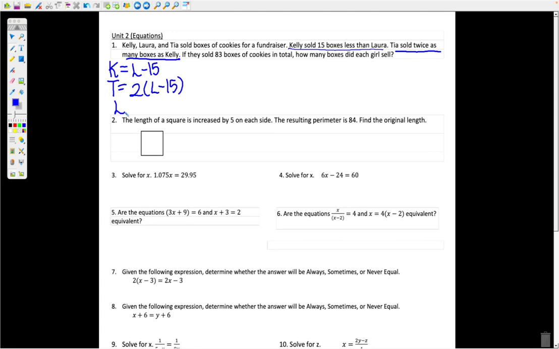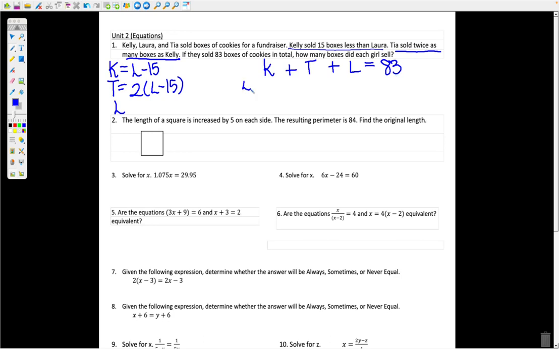But what we do know is that Kelly plus Tia plus Laura sold a total of 83. Why am I writing it down? Because when I do this, every time somebody's going to forget Laura. They're going to take L minus 15 plus 2 times (L minus 15) and say equals 83. But there were 3 people, so you substitute those 3 values.